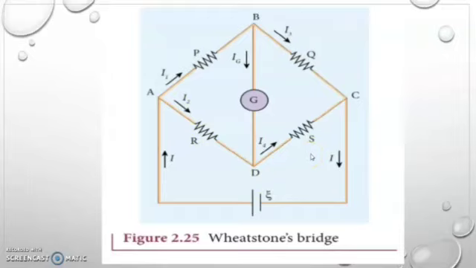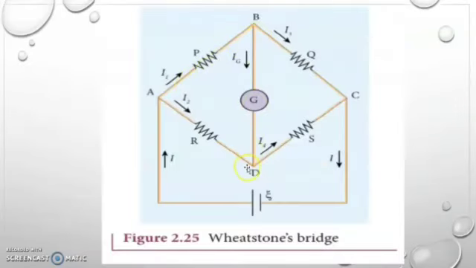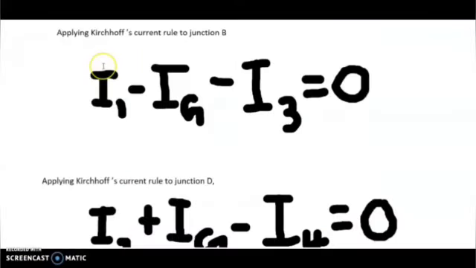And we know that junction B and junction D are maintained at the same potential. So the current flowing through the galvanometer will ultimately become 0. So, Ig is equal to 0. Substituting Ig equal to 0, we get I1 is equal to I3, I2 is equal to I4, and I1P is equal to I2R.